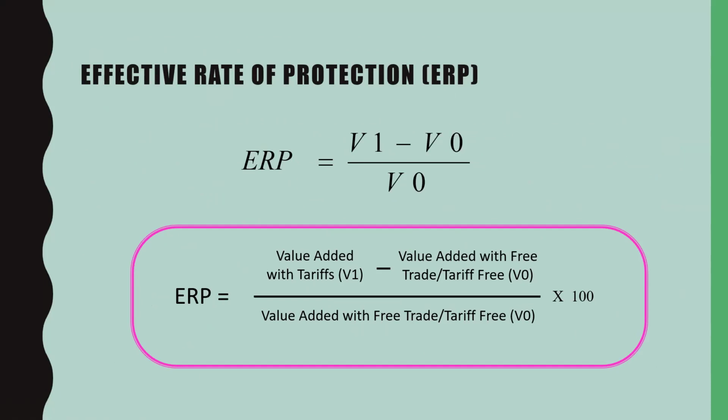Then Pratap, in the lines given there, can you explain what V1 and V0 are? Quickly do it. ERP. In economics, ERP is effective rate of protection.